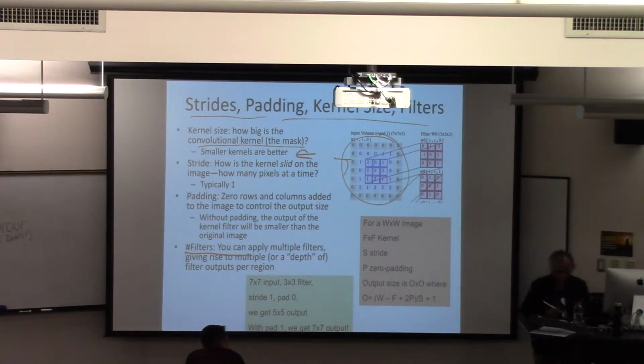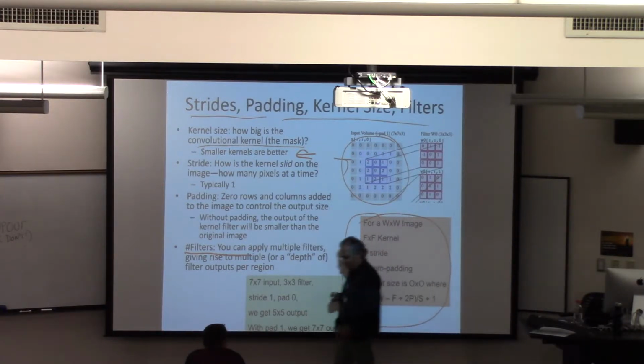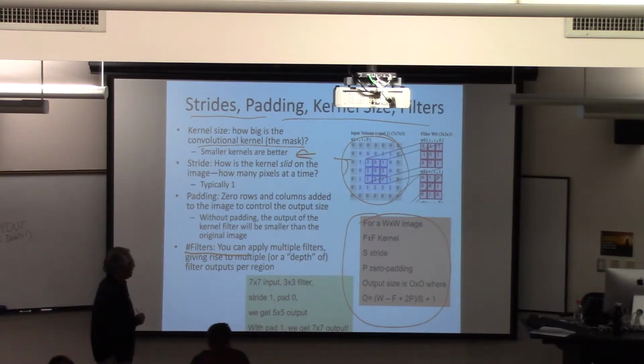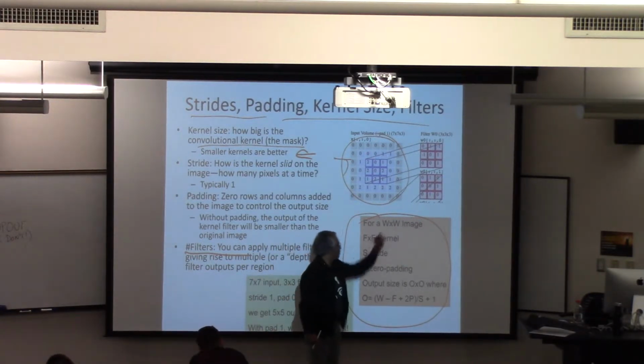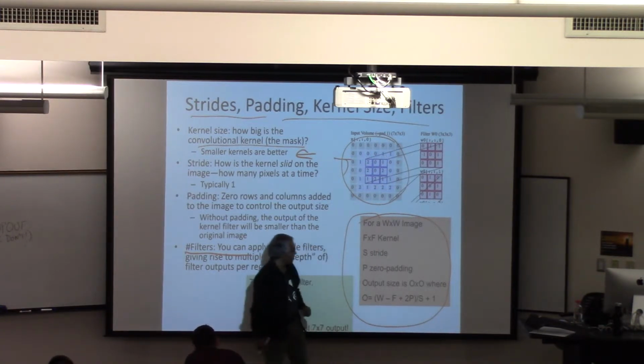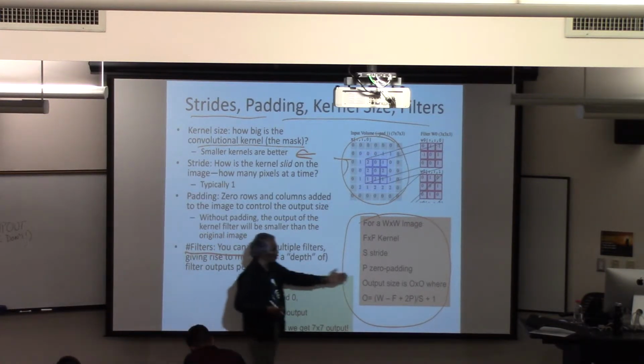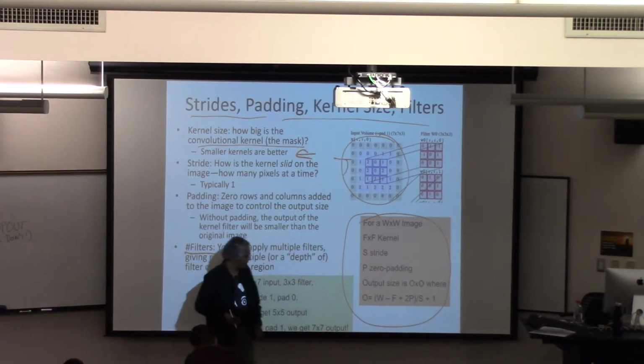Okay? And then of course, you need to have a formula. It's been a long time since we had any formulas. The formula is, if you have a W by W image, and an F by F kernel, and an S stride, that is the kernel is being moved S pixels at a time, and P pixels of zero padding around, using all your finite mathematics that you learned up until 7th grade or something, maybe 4th grade, you can show to yourself that the output size is O by O, where O is (W minus F plus 2P) divided by S, plus 1.